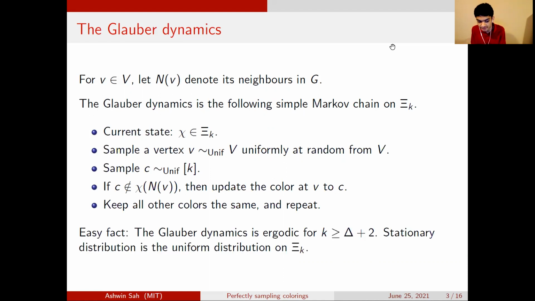It's easy to verify classically that these Glauber dynamics form an ergodic Markov chain for k at least delta plus 2. And it is easy to check that the uniform distribution is preserved under one of these Glauber updates, these steps, and therefore we see that it in fact gives the uniform distribution on psi sub k as the stationary distribution of this ergodic chain.